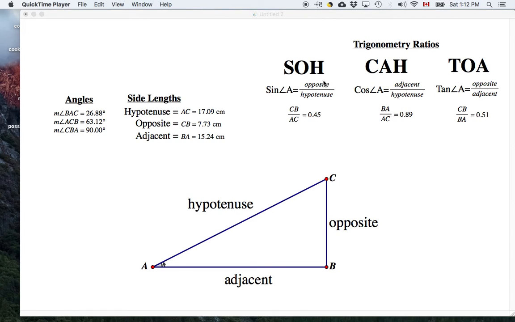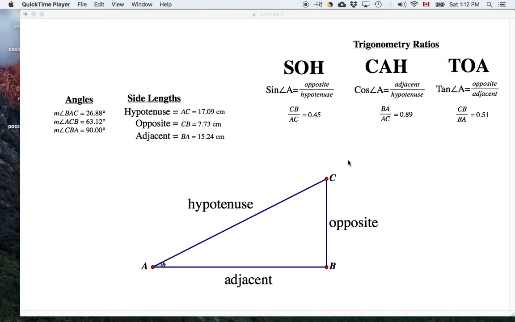So you're going to have to memorize these three equations. Sine is opposite over hypotenuse, cosine is adjacent over hypotenuse, and tan is opposite over adjacent. The mnemonic that we use for that is SOH CAH TOA. And so sine, opposite over hypotenuse, cosine, adjacent over hypotenuse, tan is the opposite over the adjacent. Spend a little bit of time making sure that you commit that to memory.